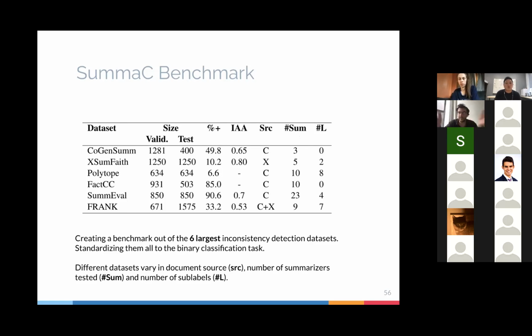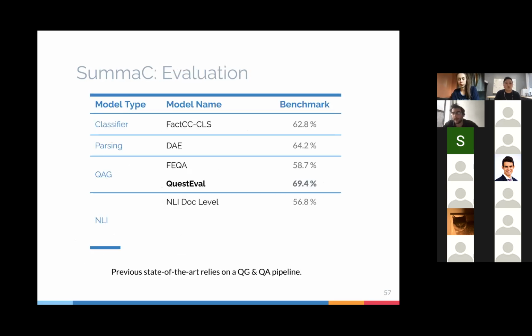So we created this benchmark, which we call the SUMAC benchmark. SUMAC is for summary consistency. So we have this large benchmark. To give you some context, this is a binary classification task and it's balanced, or we balance the accuracy. And if you do NLI at the doc level, so if you just feed the whole document as a premise and the whole summary as a hypothesis, you get 56.8%, which is slightly above chance.